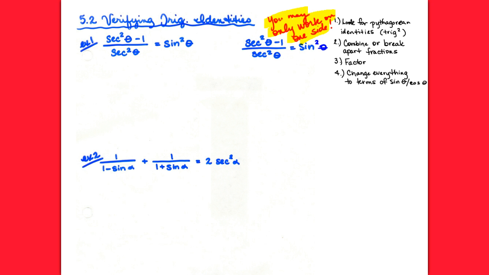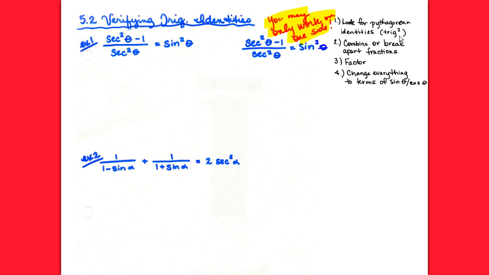So step number 1, we're going to look for Pythagorean identities. That's a trig function squared. If we see 2 trig functions squared, or we see a trig function squared with a 1, that's almost always one of those Pythagorean identities. We put that first on our list because that makes the biggest impact on our simplifying or verifying. If we happen to have one of those, it'll make the problem that we're working with break down so much faster than anything else. So we put that first on our list.